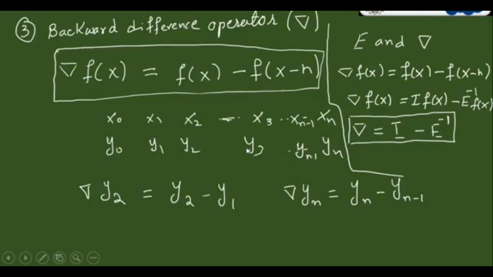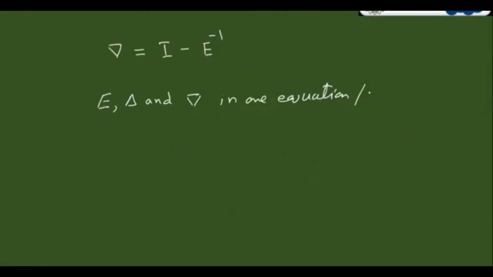What we can do from this relation is connect all the relations in one equation, like shift, forward and backward in one relation. How? Let's start from this. So if I start from this equation, we have the backward operator is equal to identity minus shift. In the case of the shift operator, you can consider them as a power as well. So E is to the power negative one.